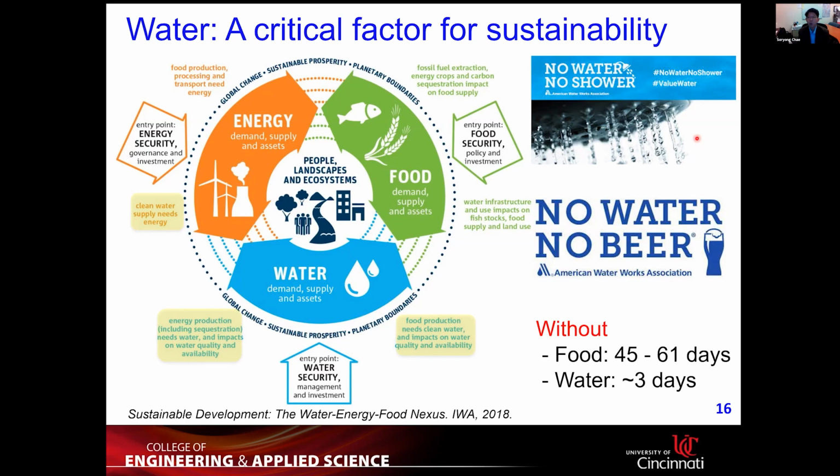AWWA, the American Water Works Association, created this nice banner like "no water, no shower," or "no water, no beer." So how can we feel that without water our daily life is sustainable? As you know, without food we can survive more than 40 days, but without water we barely survive about 3 days. So this is a very critical element of our life.